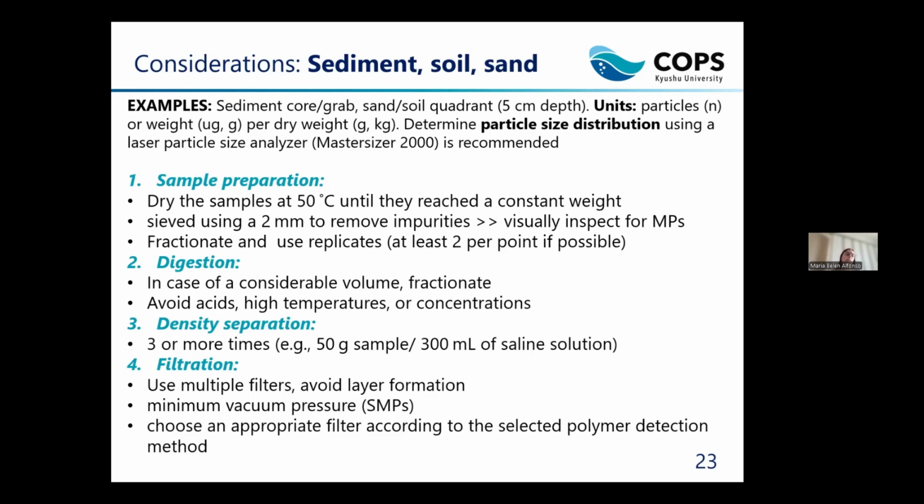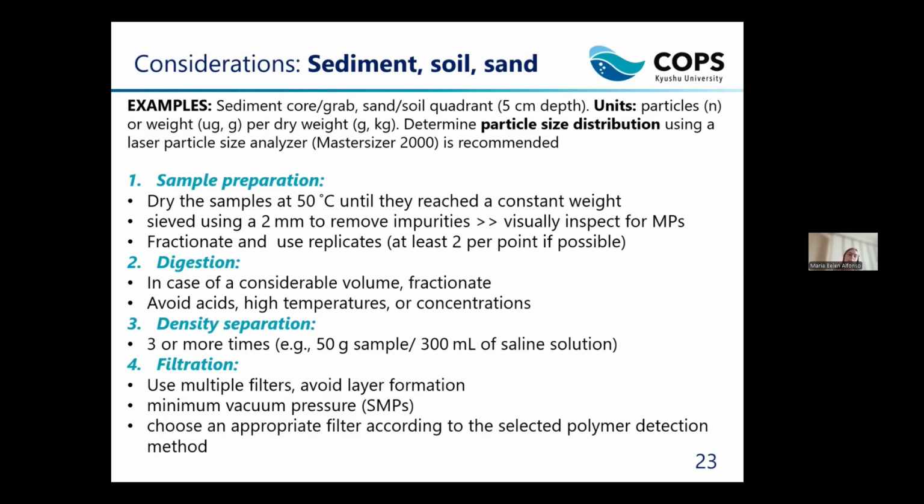Then, once you have your sample more clean, your sediment sample, you can fractionate your sample if you have too much volume, or also use replicates, which is highly recommended, and try to make at least 2 per point if possible. In the case of digestion, if you have a considerable amount or volume, please fractionate your sample to digest. Do not put a lot of sediment in one beaker, because once you add the reagents and the chemicals, it will overflow and be a mess.